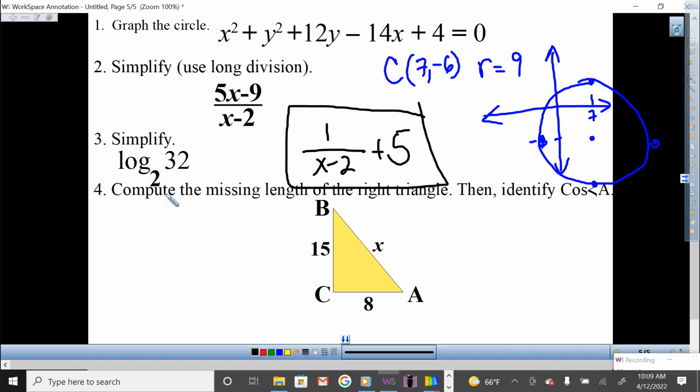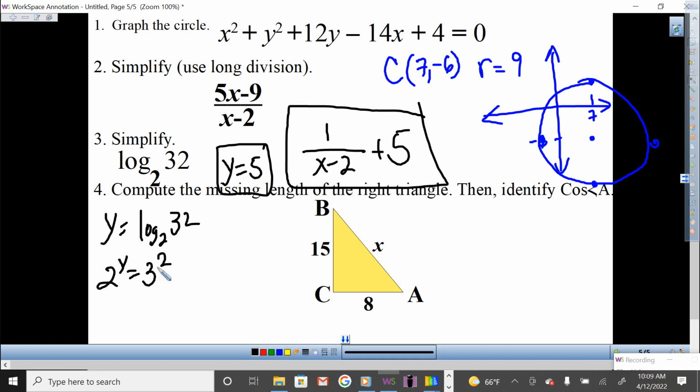Who? All right, y equals 5. Okay, I'll take y equals 5. So basically he wrote this as y equals log base 2 of 32. Then he rewrote this as 2 to the y equals 32. Oh, sorry. And then he wrote 32 in base 2, so 2 to the y equals 2 to the 5th. So therefore, y equals 5.